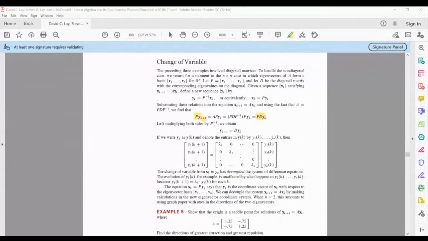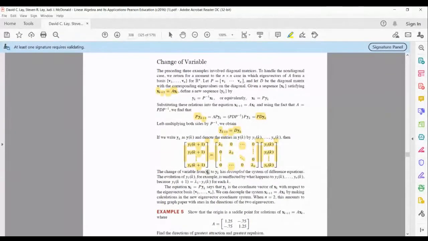Okay, so P times Y sub K plus 1 would equal P times D times Y sub K. But then if you multiply both sides by P inverse, you're going to get Y sub K plus 1 equals D times Y sub K. So what happened was you went from a dynamical system where your vectors were x vectors and the matrix A was not diagonal, and through this change of variable where x sub k equals P times Y sub K, we now have Y sub K plus 1 equals D times Y sub K.